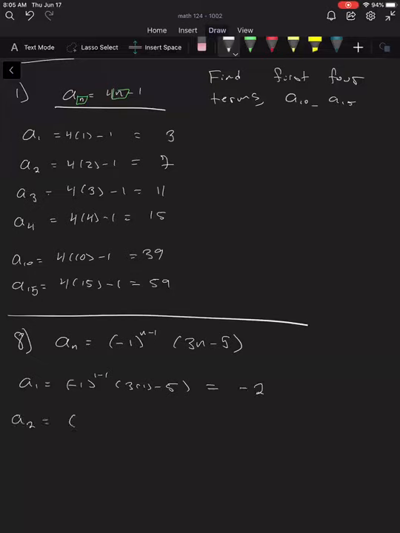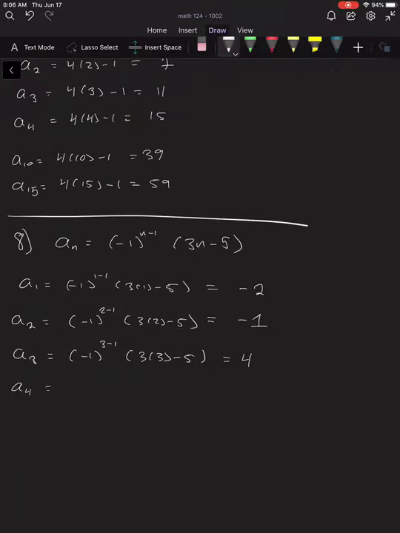And a2, minus 1 to the 2 minus 1, 3 times 2 minus 5. So minus 1 to the 1 is minus 1. And then we have 6 minus 5, which is positive 1. So minus 1 times positive 1 is negative 1. A3. So minus 1 to the 3 minus 1, 3 times 3 minus 5. So we have minus 1 squared, which is positive 1. And then 9 minus 5, so just 4.